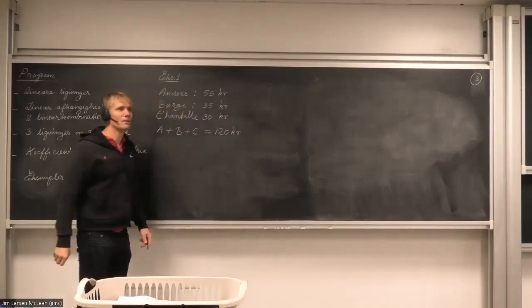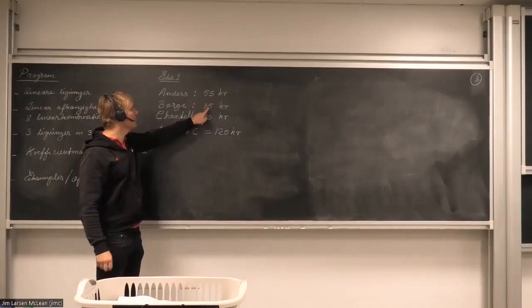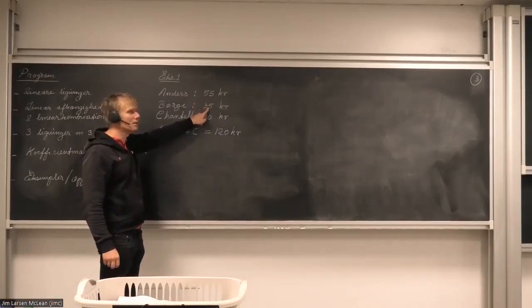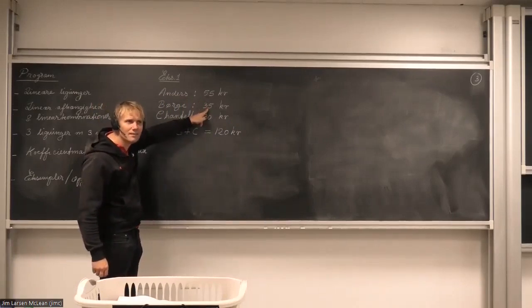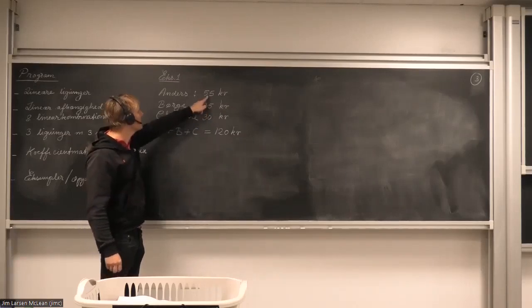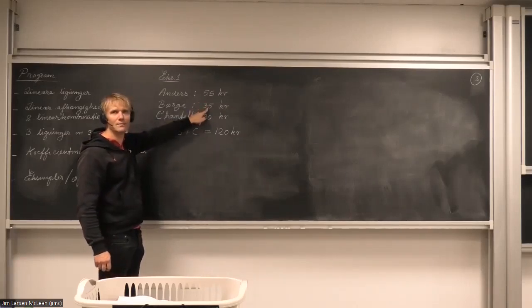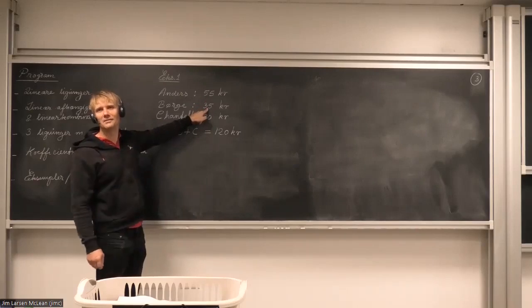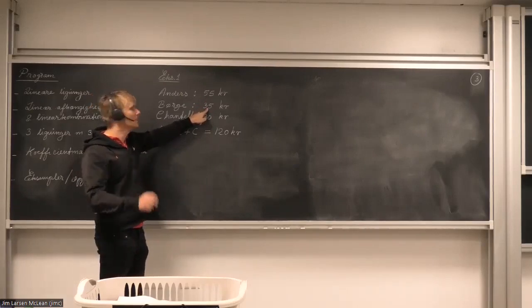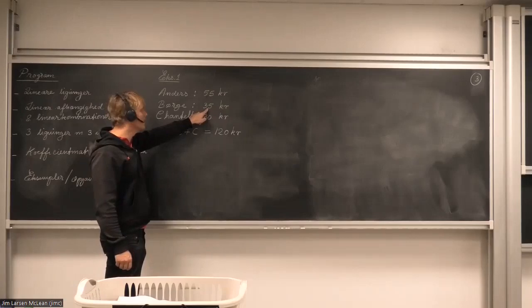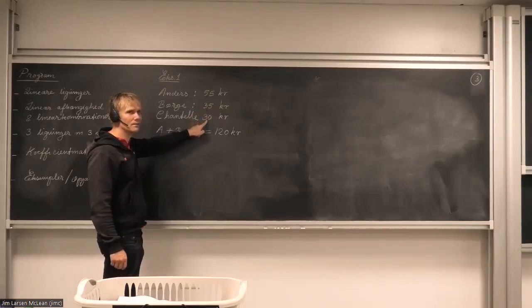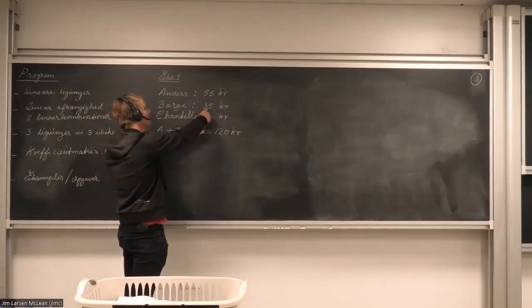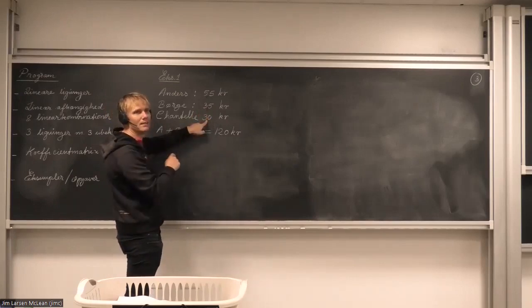Now listen, if Anders gives as much to Berge as Berge has himself, how much does Berge have? 35. So Anders should give as much to Berge as Berge already has. How much should he give him? 35. Are you in on that? Afterwards, Berge has to give Chantel as much as she has. So when Berge reaches 70 krona, he has to give away 30. Are you following that?